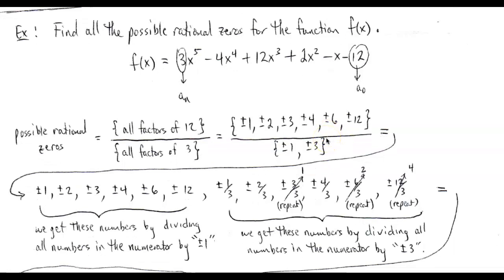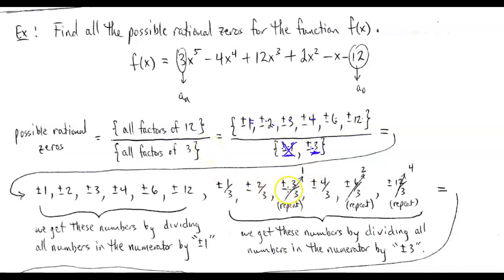The way that I put this together is I said, let's hold plus or minus here, and then just divide 1 by 1, 2 by 1, 3 by 1, 4 by 1, 6 by 1, 12 by 1. And then we do the same thing with the 3. Do 1 by 3, 2 by 3, 3 by 3, 4 by 3, 6 by 3, 12 by 3.